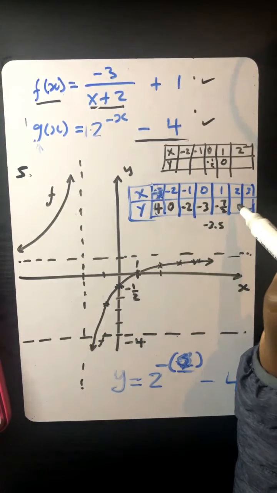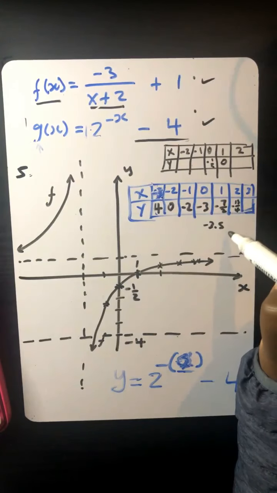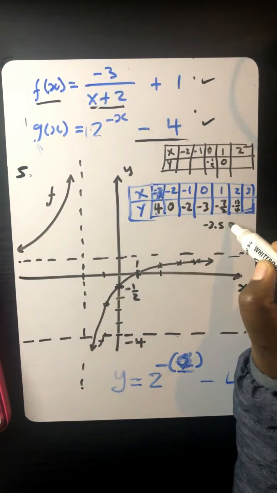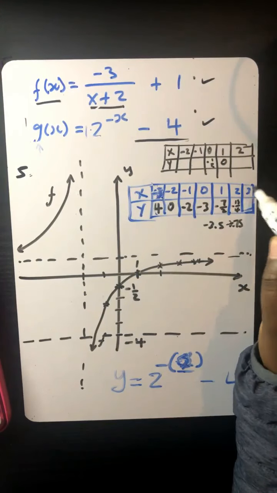Minus 15 over 4. As a decimal, what is it? Minus 3.75. What about 3?